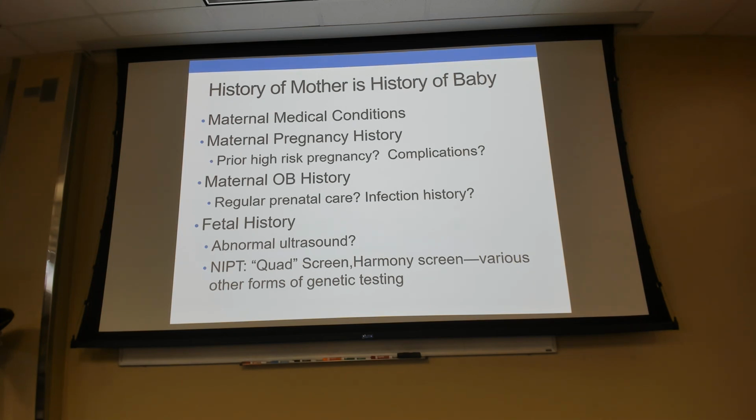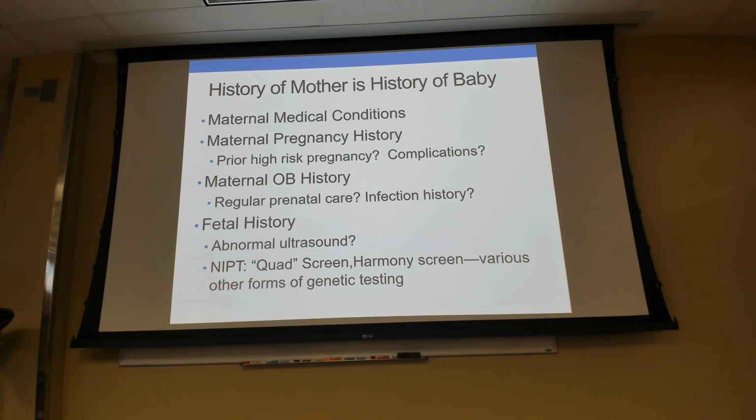The other thing that is on the quad screen is an AFP, an alpha fetal protein, and that looks for spina bifida. We'll talk a whole thing about spina bifida. So the quad screen, the NIPT, has those 3 trisomies that are compatible with life and your alpha fetal protein.